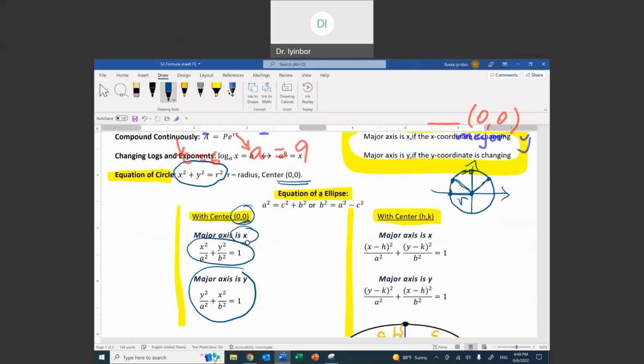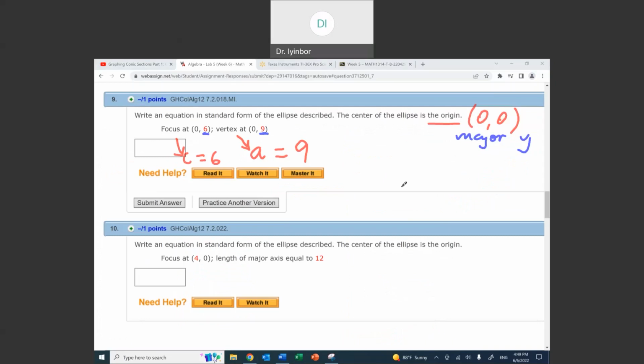So this is how my answer is going to look like, and I'm just going to write it here. The equation is going to be y squared over a squared plus x squared over b squared equals 1. The major axis always goes with the letter of the major. If the major is y, a goes with y. If the major is x, a goes with x. So now, I have a, so a squared is going to be 9 times 9 is 81. Now, I don't have b, I don't have the minor axis.